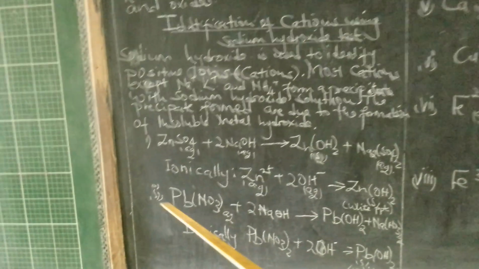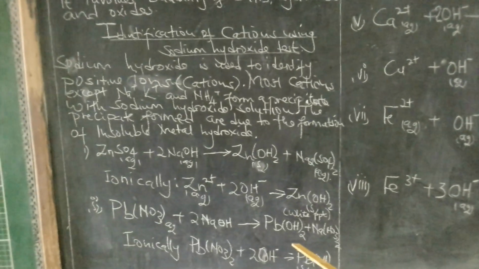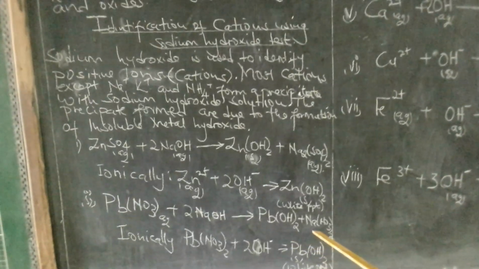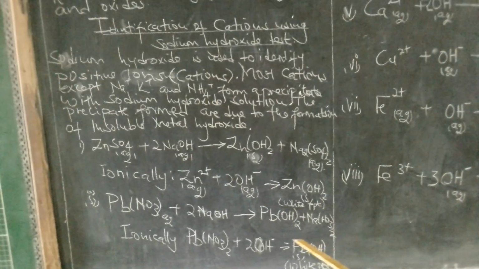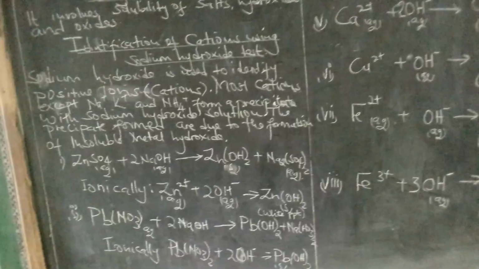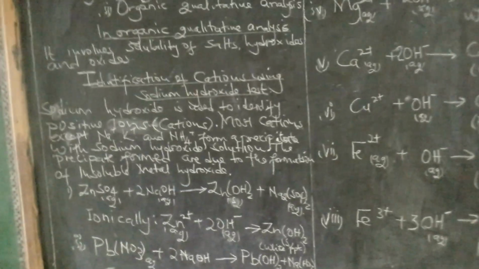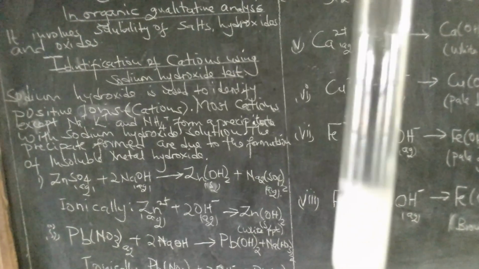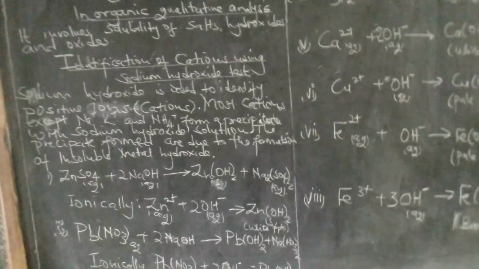Then we went to number 2. When sodium hydroxide was introduced here, then we found lead hydroxide plus sodium nitrate. So it is the lead nitrate that is forming the white precipitate in the test tube. The white precipitate, like this one, in fact, they are still here. They have not been drained. So this is the lead nitrate, and this is the white precipitate that I'm talking about.